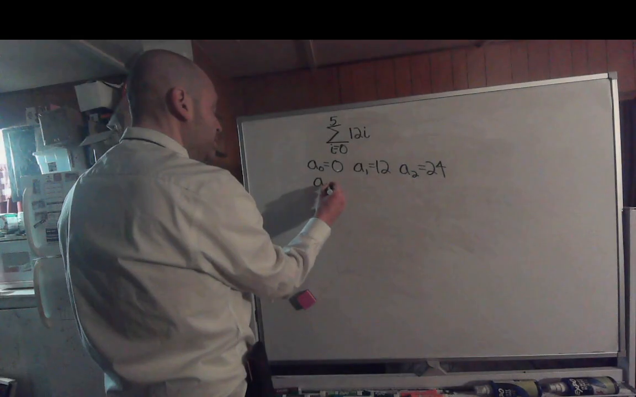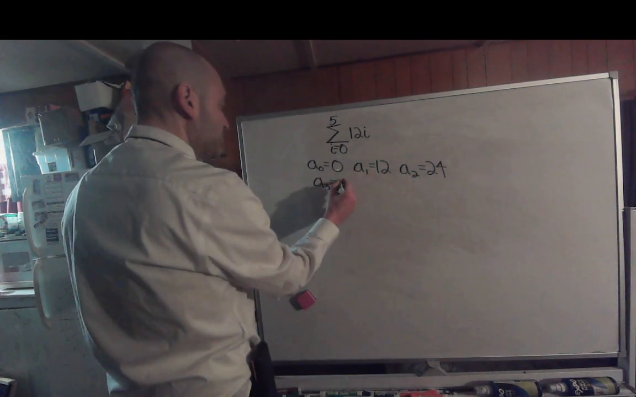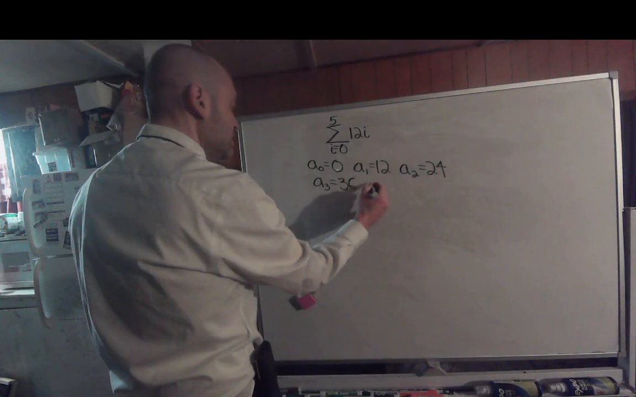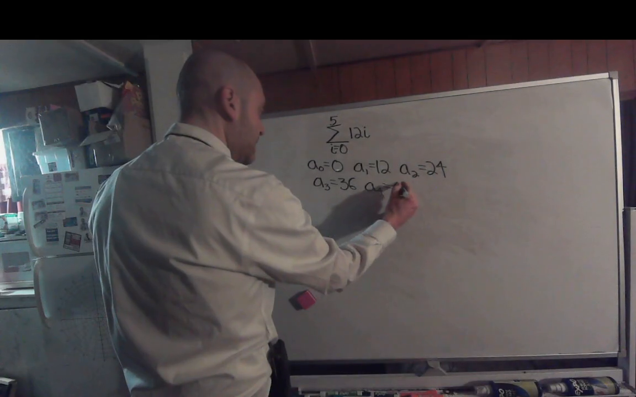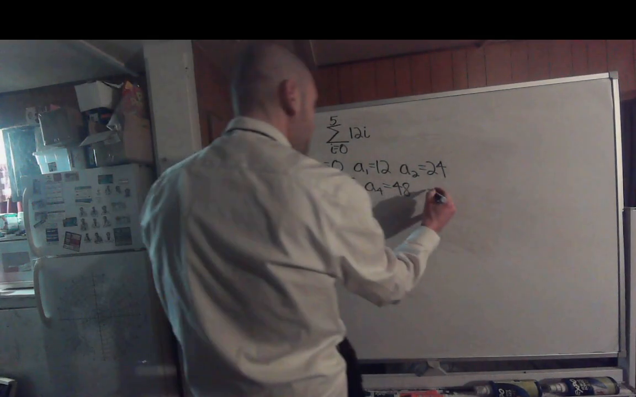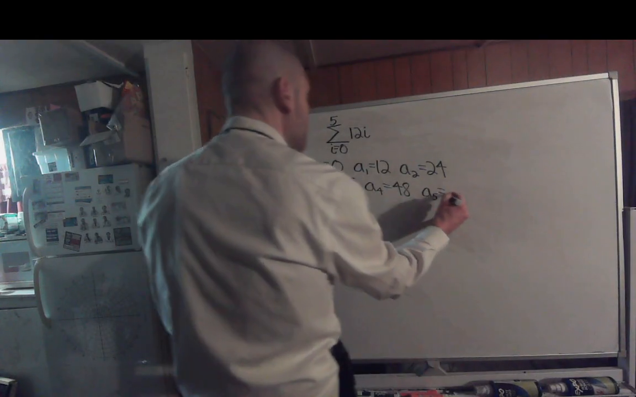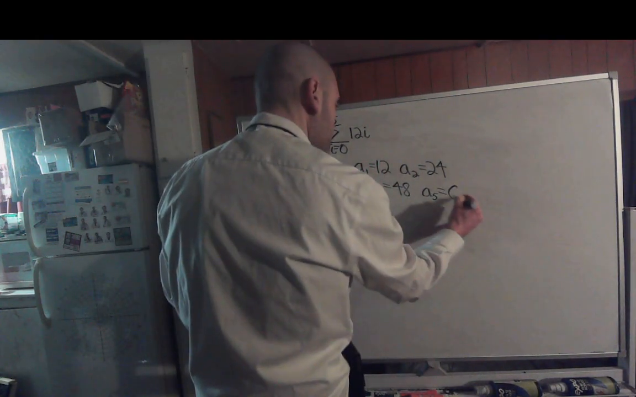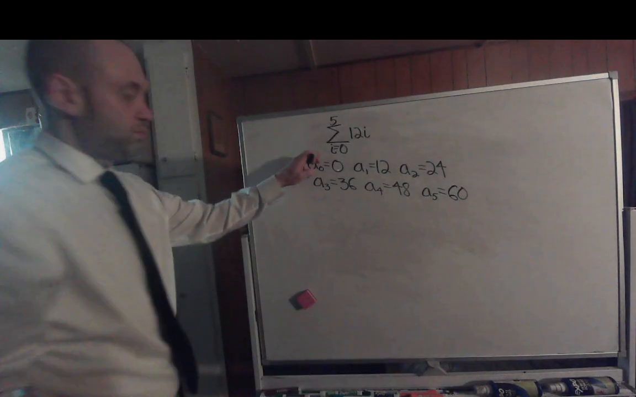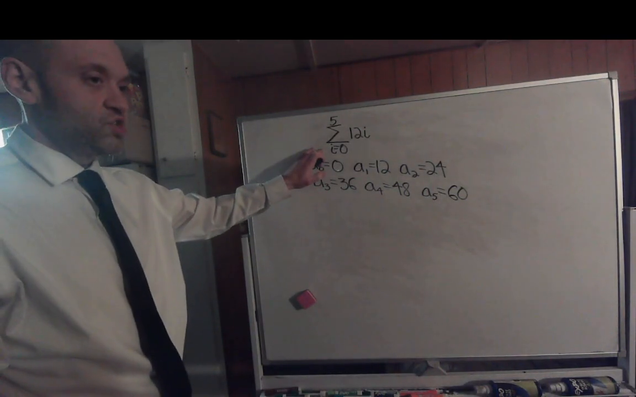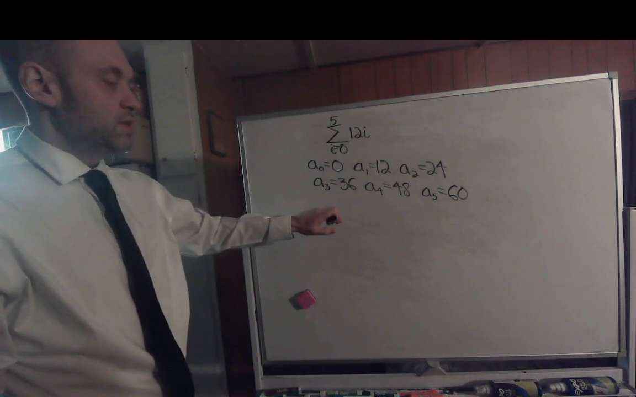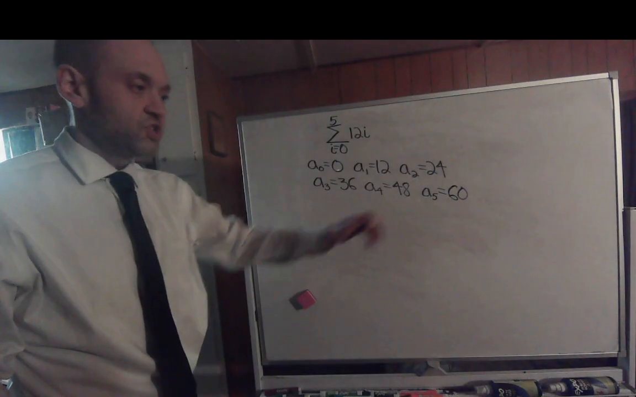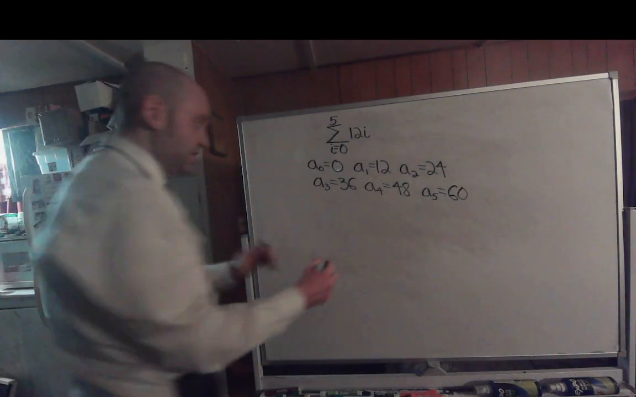A sub 3, 12 times 3 is 36. A sub 4, 12 times 4, that's 48. And then do a sub 5, well, 12 times 5 is 60. So you start with your lower limit of summation, which is 0, put that value in, and then go all the way to 5 and list your terms. Now we just take all these and add them together.